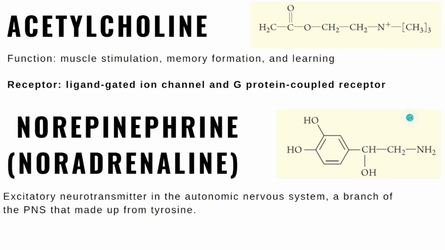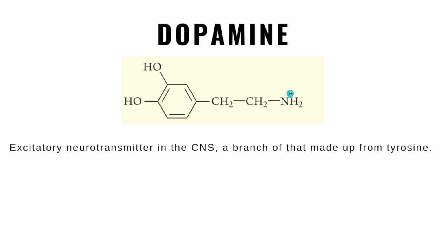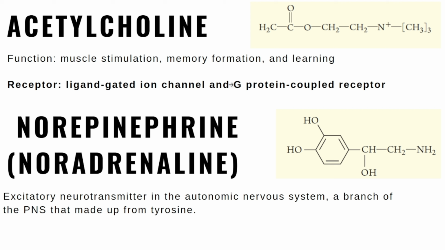Yeah. So first of all, acetylcholine. This is its chemical structure, but you don't need to know or memorize it. Normally, in both the parasympathetic and sympathetic systems, the ganglia cells in the middle both release acetylcholine, right? The receptors for acetylcholine are the ligand-gated ion channel and the G-protein coupled receptor.